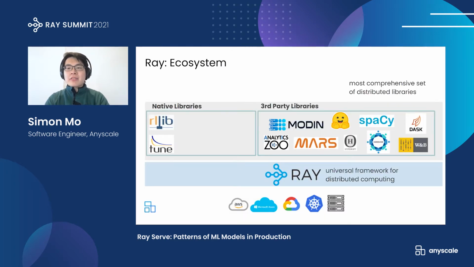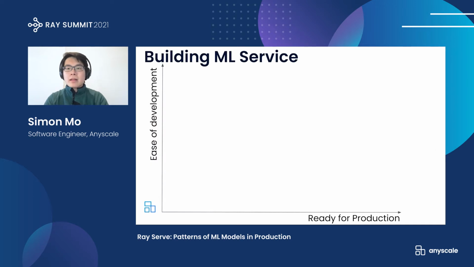So where does Ray Serve fit in the Ray ecosystem? While Ray provides a backbone and primitives for distributed computing, there is a comprehensive set of distributed libraries built on top. Ray Serve is one of the native libraries built on top of Ray to provide you with the capability to deploy machine learning applications out of the box. So that's where Ray Serve fits in the Ray ecosystem, but what about the machine learning serving space?